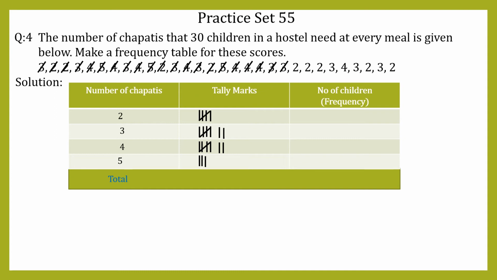So a slanted line, which represents the tally mark for the first 2, and then now we have 2 more 2's. So one tally mark for the first 2, and then for the next one more tally mark, and we'll strike it out. Next number is 3. So we'll put tally marks for 3.